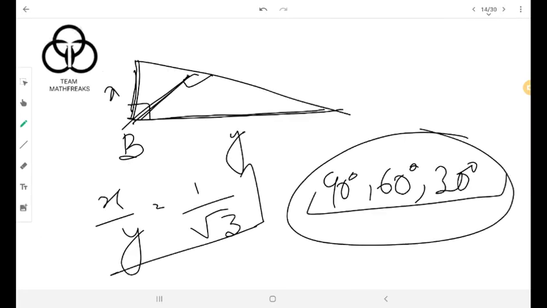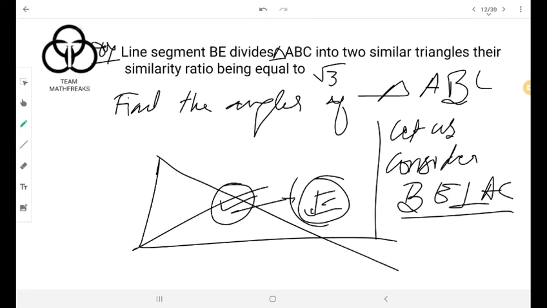The angles are 90 degree, 60 degree, 30 degree. Are you getting it? Let's consider the angle to be perpendicular. This is the way of solving this problem.